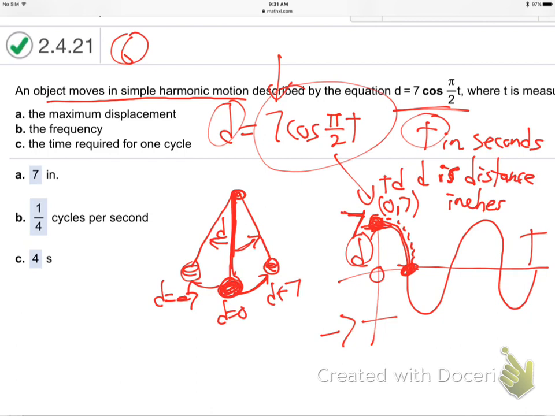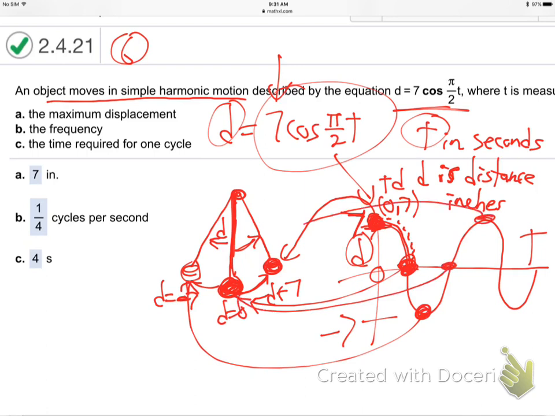See the correspondence between the graph and what's happened in the real world? Right here, this point is that point. It's positive 7. The pendulum is 7 to the right of the lowest position. And then right here, this is that. That's when it's distance 0. Then here, negative 7, that's that. And then here it goes back to 0 again. Here it goes back to positive 7 again. And it just keeps going through its cycle: 0, negative 7, 0, positive 7, right? So that cosine graph represents the real life activity of that pendulum.